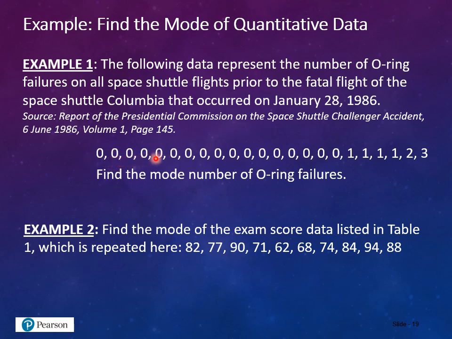0, 0, 0, 0, 0, etc. 1, 1, 1, 1, 2, 3. Find the mode number of O-ring failures. So go ahead and do that. And I'm going to read example 2, and then we'll talk about the answers.